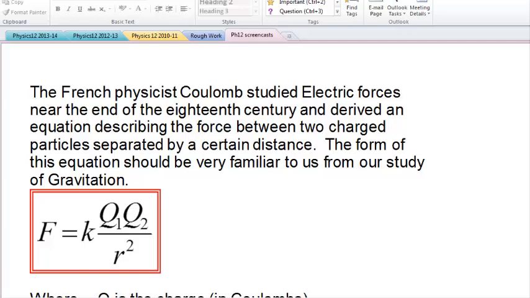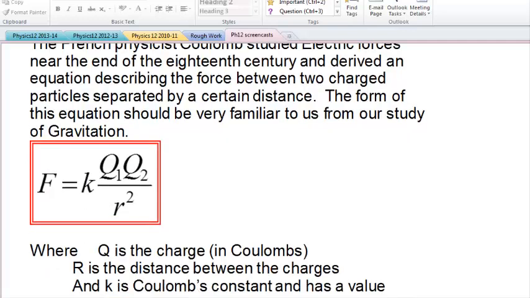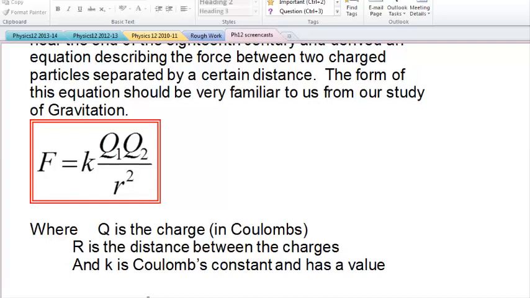Now the next thing we look at comes from a French physicist, and it is the force between charges, referred to as Coulomb's law. Coulomb's law is F equals k q1 q2 over r squared. If you notice, it looks like something else that we've done before. Similar pattern, but there's a really big difference.